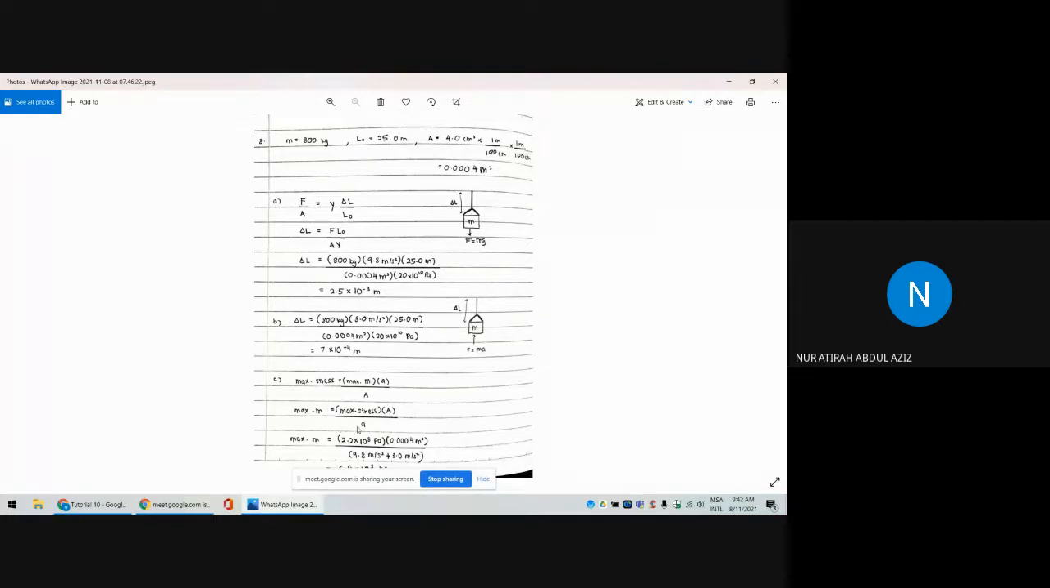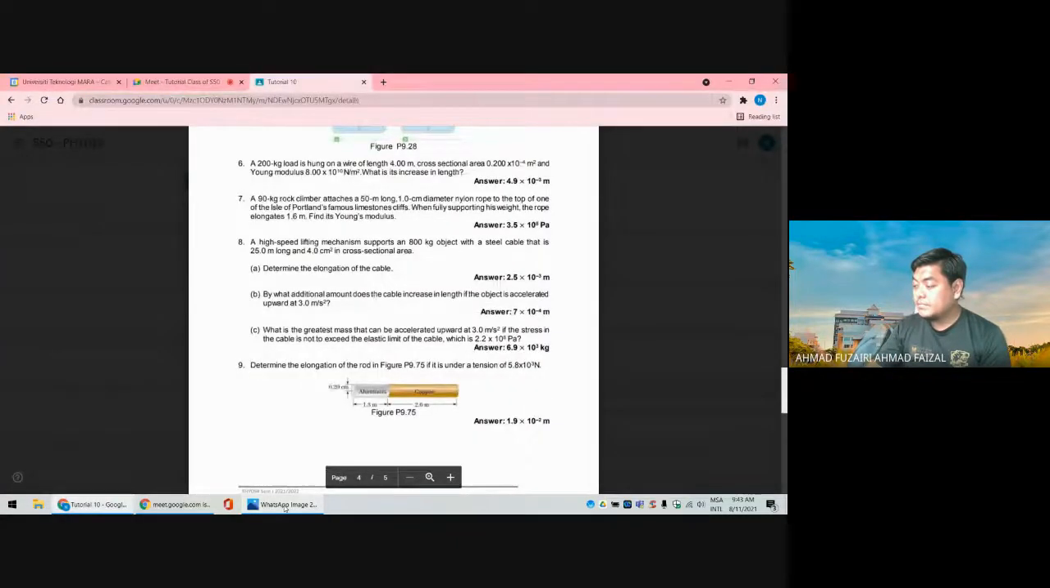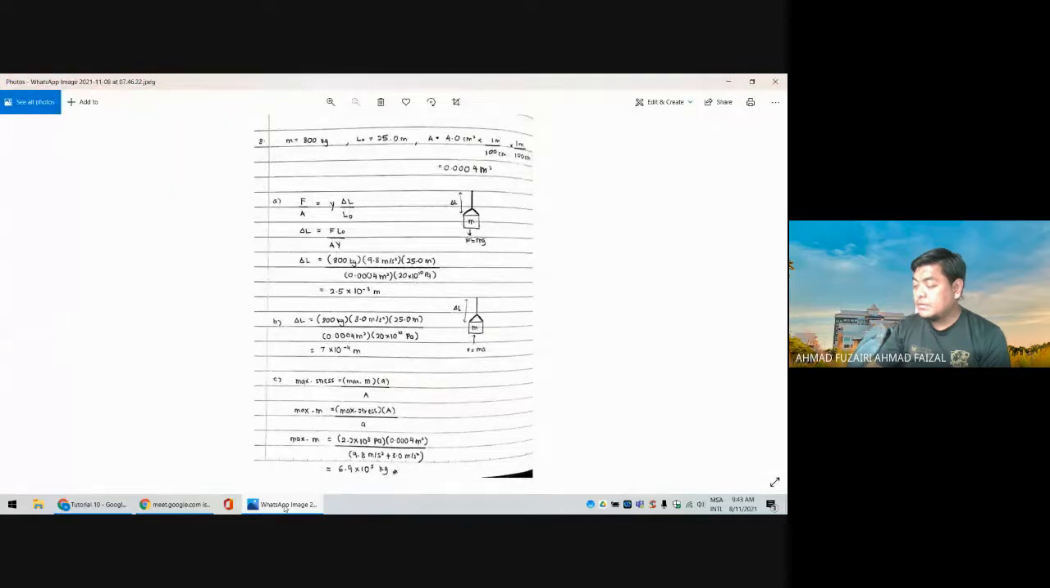Untuk soalan ni, saya tengok contoh dekat internet tapi saya tak faham kenapa acceleration dia kena tambah 2 ni. Untuk mana? C? What is the greatest mass that can be accelerated upward 3 meter per second square if the stress in the cable is not to exceed the elastic limit? Okay, sebab satunya dalam kes ini dia mula-mula dia, if the stress in the cable is not to exceed the elastic limit of the cable.